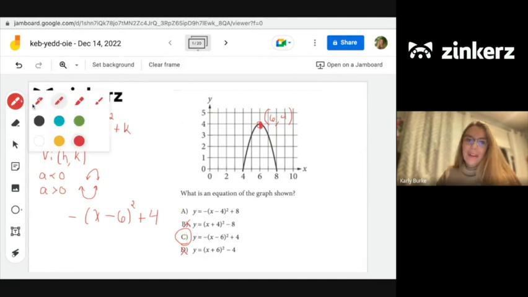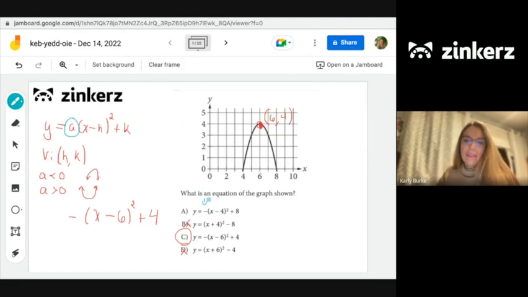Now, sometimes you need to actually figure out what the value of a is. None of these answer choices have an a value that's not negative 1 or 1. So in this case, we don't need to worry about finding a. But if you did have to find a, then my suggestion would be to plug in another point for x and y, and then you could figure out what the value of a is.